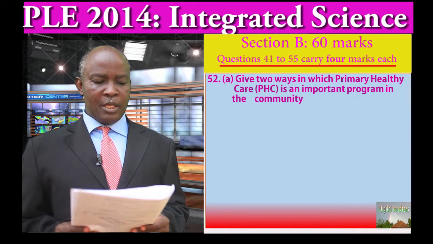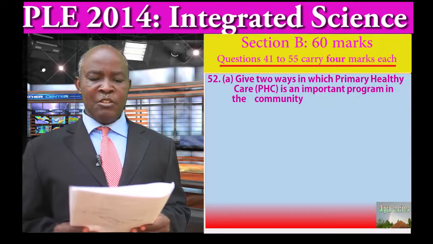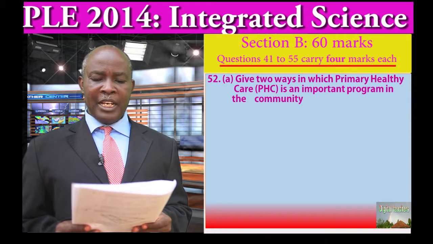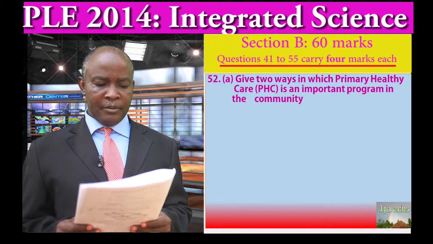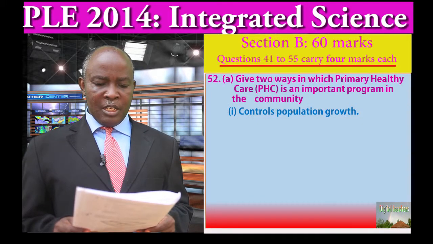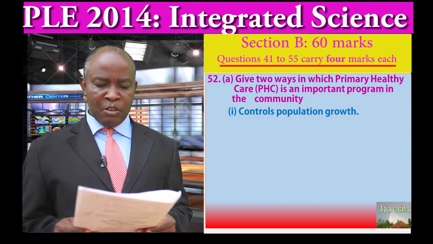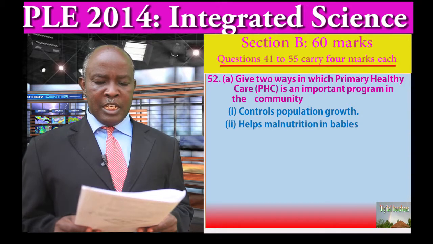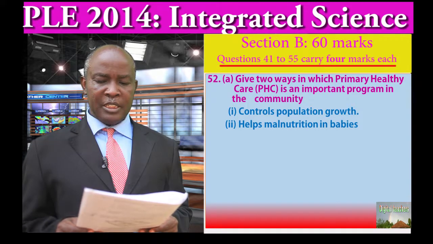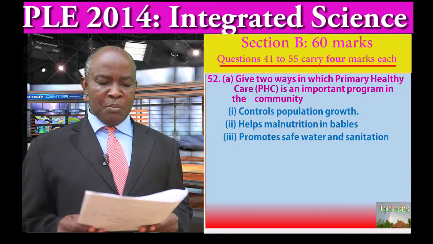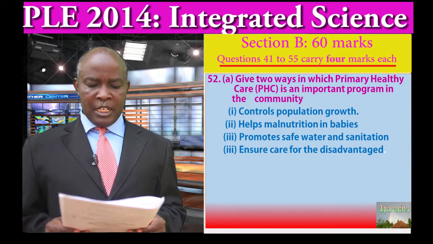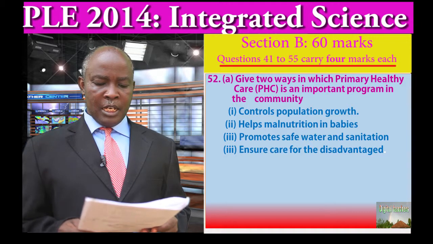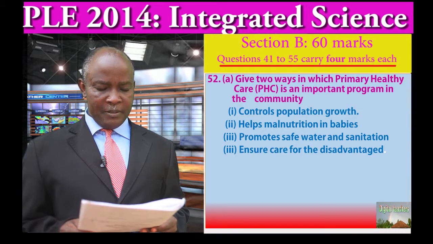52. A. Give two ways in which primary health care is an important program in the community. 1. It controls population growth. It helps malnutrition in babies, promotes safe water and sanitation. It ensures care for the disadvantaged.